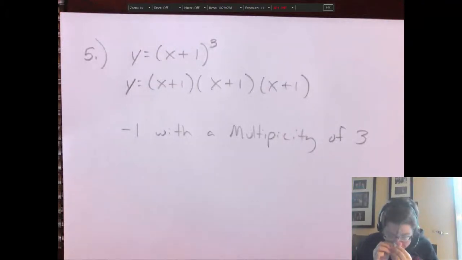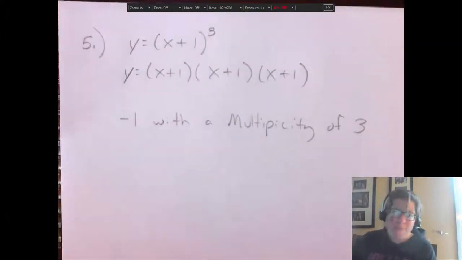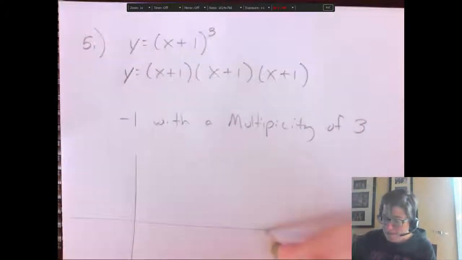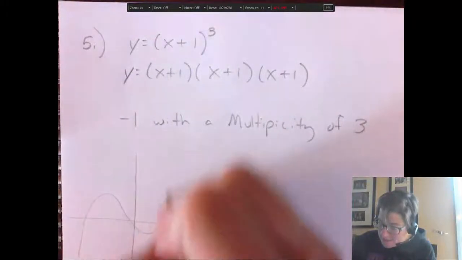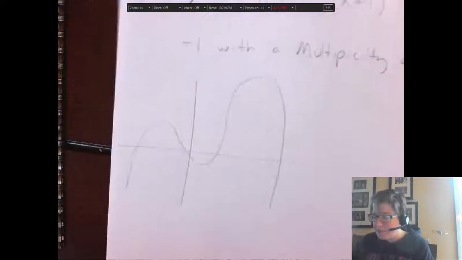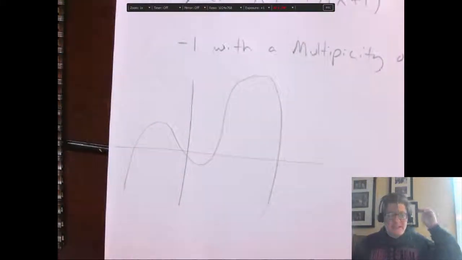Minimum and maximum. Okay, so relative minimum and maximum. If I have a graph, maybe it looks like this. I don't know, I'm making it up. So maybe it looks something like this.